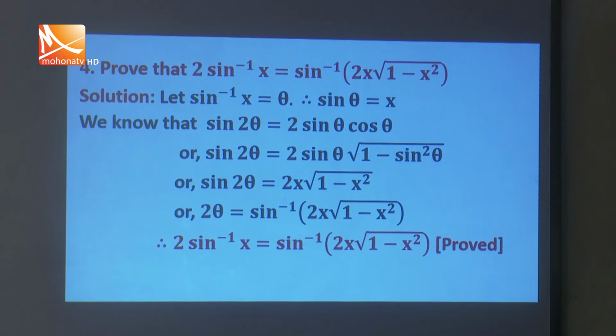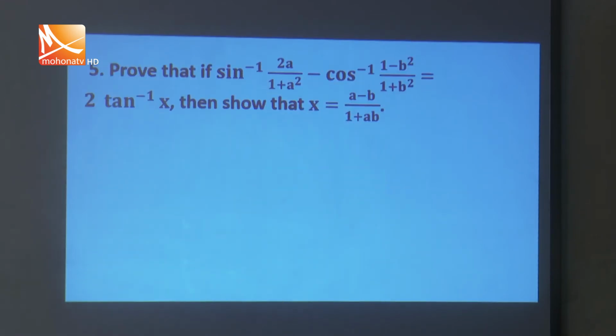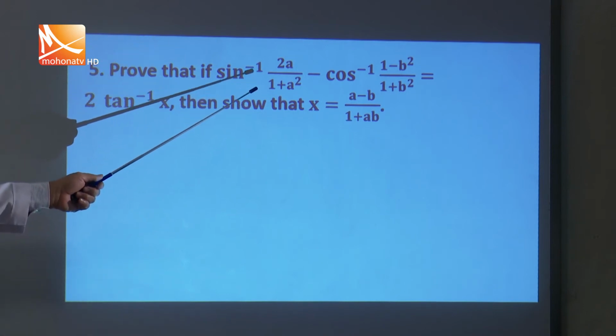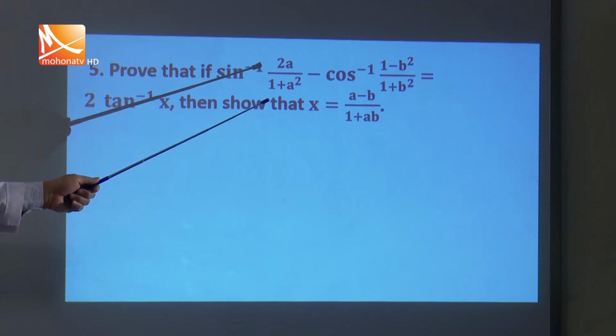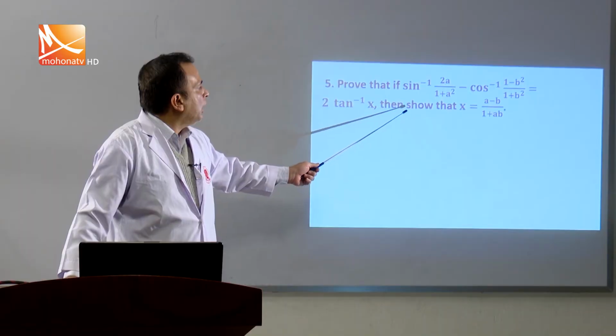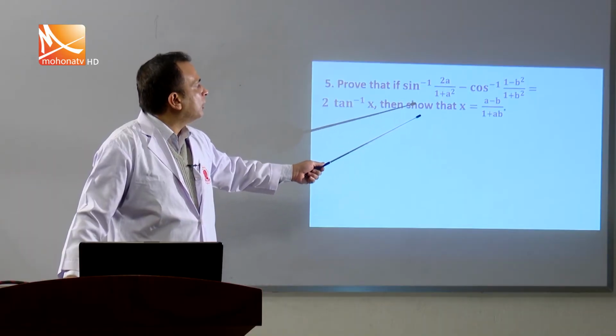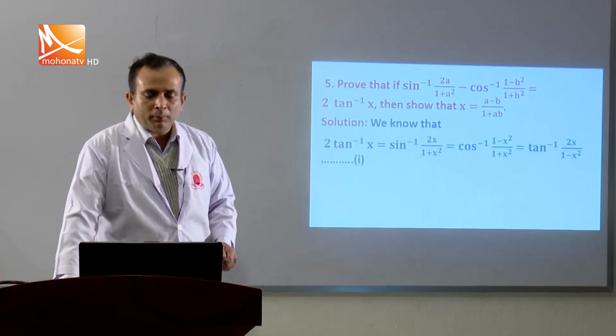Next line, we are going to see the next problem. Problem number 5, prove that if sin inverse 2a by 1 plus a square minus cos inverse 1 minus b square by 1 plus b square equals 2 tan inverse x, then we are to show that x equals a minus b by 1 plus ab. Okay, you just see the solution of the problem.